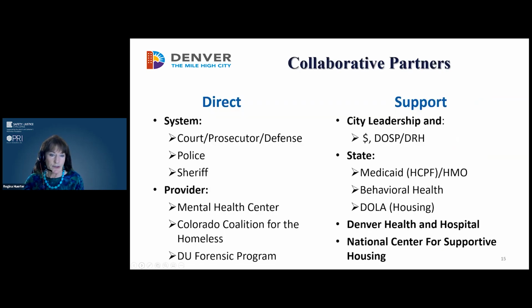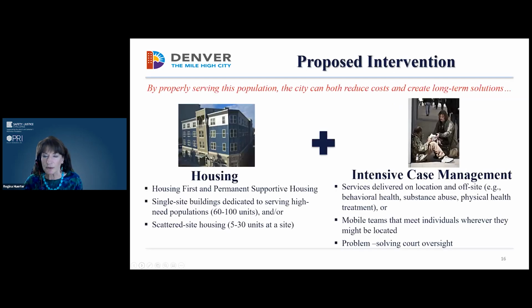So we had a lot of different collaborative partners. I'm going to skip that one. If you go to the next one. And what we came up with was we needed to stabilize this population because of the service delivery, that they were never getting enough services to really the frequency, intensity, and duration that they needed to really stabilize them. And a lot of that was because of their housing status. And so we created a social impact bond process.